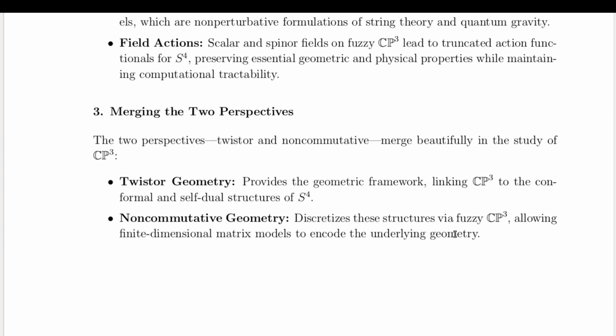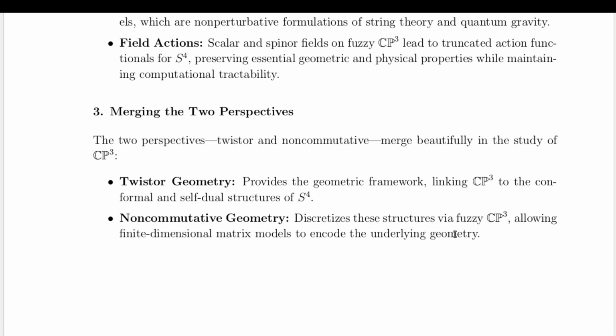Conclusion. CP3 unites two profound frameworks, Twistor geometry and non-commutative geometry. In Twistor theory, it encodes four-dimensional physics through its self-dual structures. In non-commutative geometry, its quantization discretizes space, providing a pathway to understanding quantum geometry.